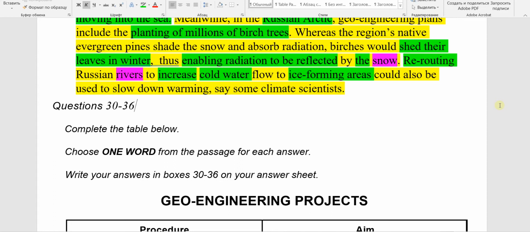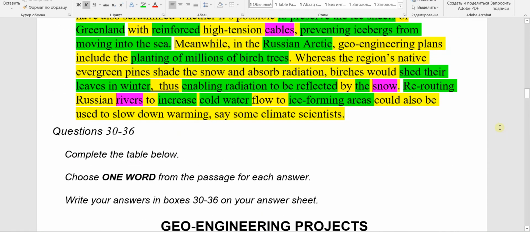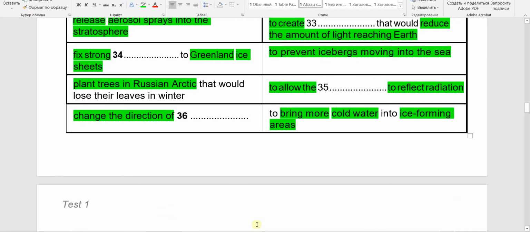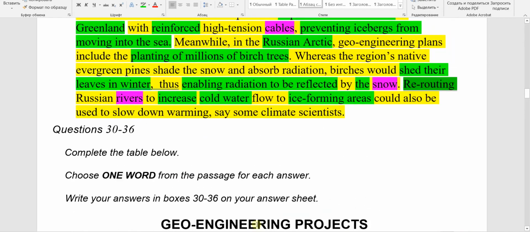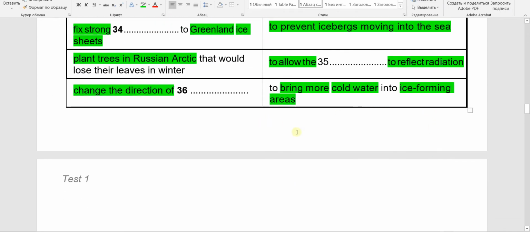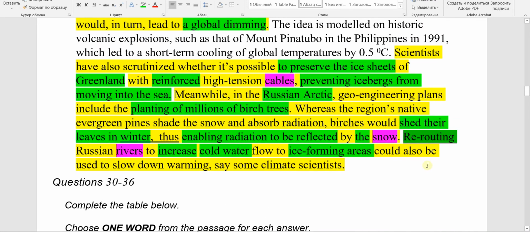So actually here it is, as you have already known, rivers is our word. How did we find that? Change the direction of, it's very obvious, rerouting. Change the direction, rerouting. Then rerouting rivers, bring more cold water, increase cold water and ice forming areas. Also here it is, ice forming areas. So it's very obvious to answer the questions, guys.